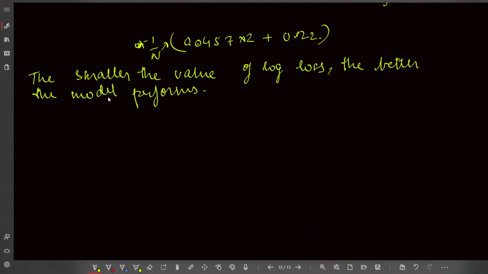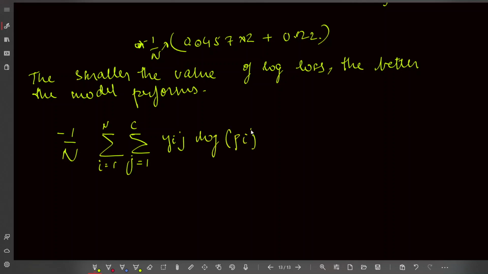Now, this was binary classification. How do you change the value of log loss for multi-class classification? It's easy. You just have to modify the formula a little bit. For multi-class classification, the formula is given by summation i equals 1 to n, summation j equals 1 to c. I'm considering that there are C classes, from class 1, class 2, all the way to class C. I have Yij log of Pij.